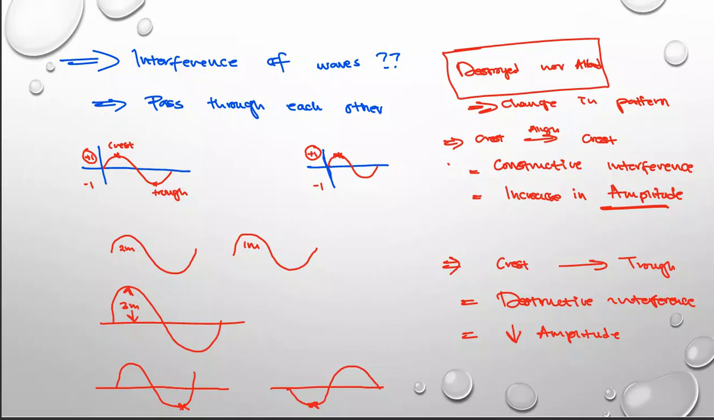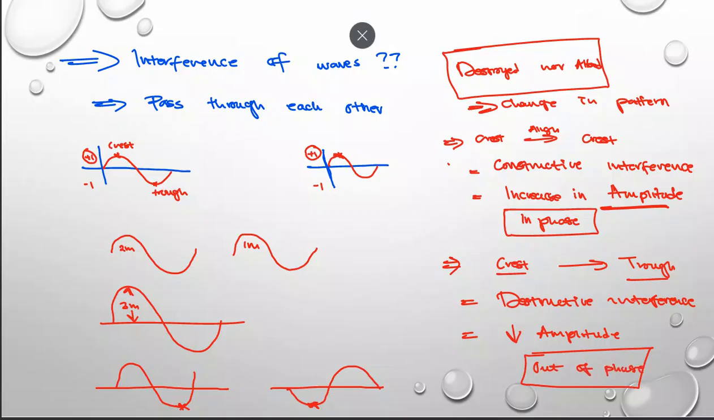So during constructive interference, the waves are in phase. What do we mean when we say the waves are in phase? It's because the crest and the crest are aligned. And when the crest aligns with the trough, we call that out of phase. The waves are out of phase. So that is the information you need to get.